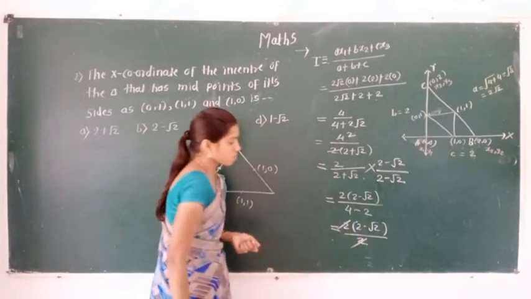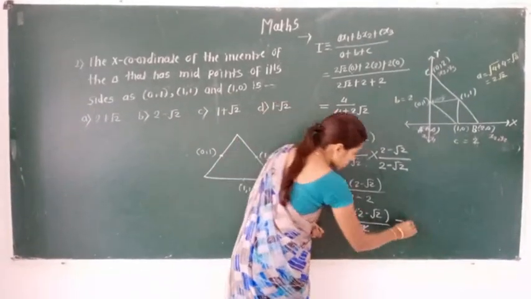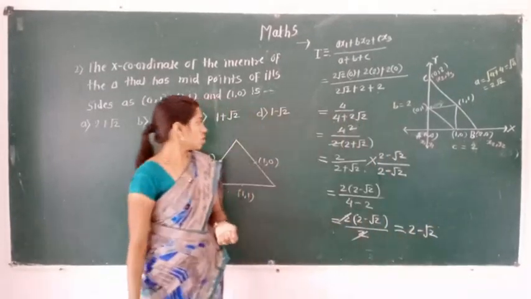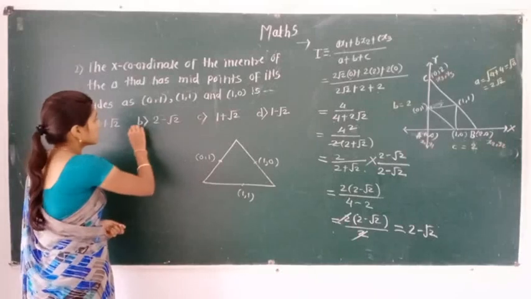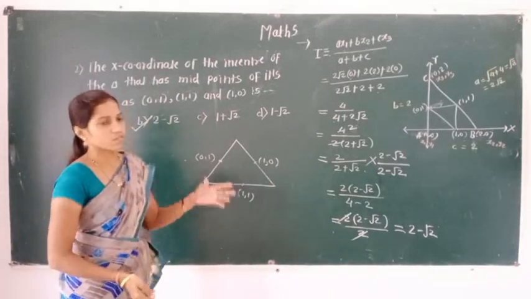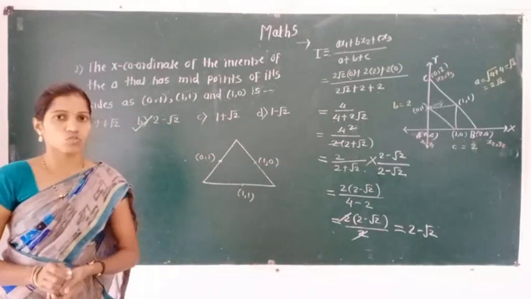These two terms get cancelled. We get the x coordinate of the incenter is 2 minus root 2. Okay, and see, 2 minus root 2 is the correct answer of this MCQ. So first of all, take a screenshot of this MCQ.